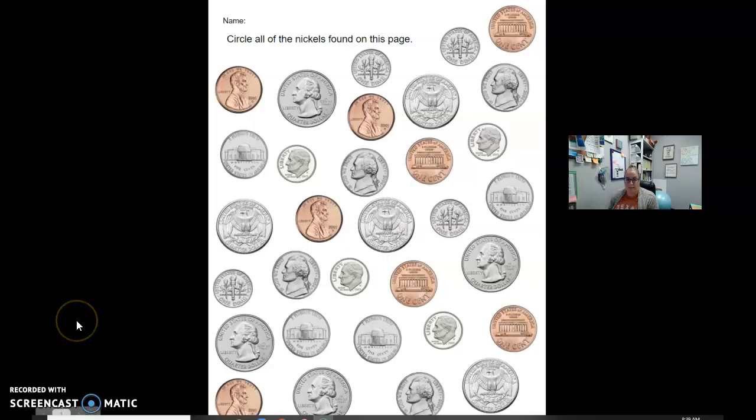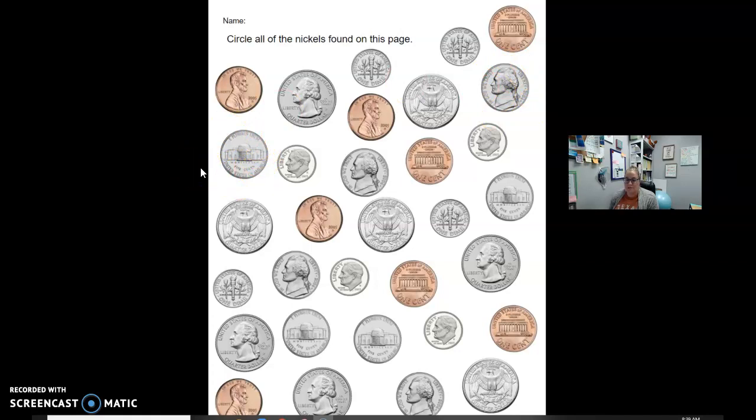So for your activity today, you're going to have a page that looks like this. Just like you did yesterday with the penny, you're going to do the same thing today, but you're going to find all of the nickels. So it says circle all of the nickels found on this page. So you're going to look at all these different coins and find the nickels. So I could circle this one and I could circle this one, and there are other ones that I could circle also.